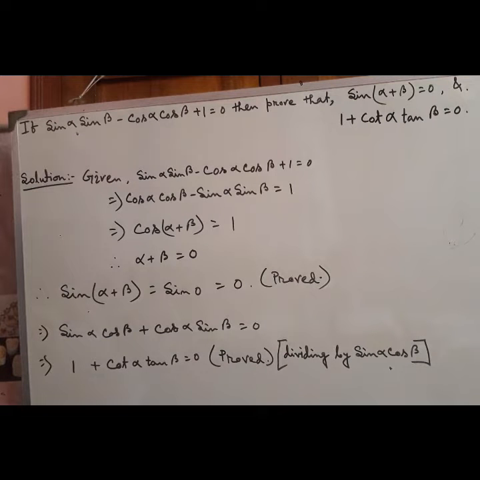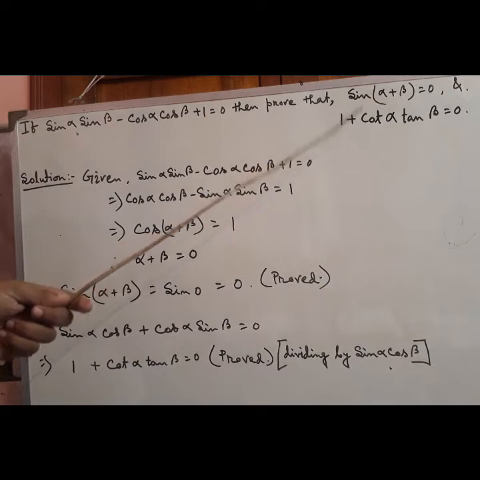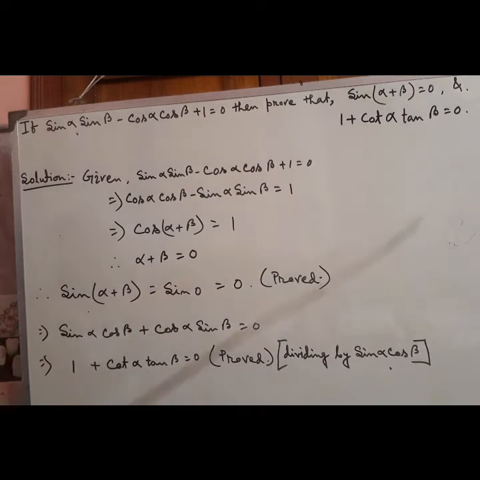A problem is given: sin alpha sin beta minus cos alpha cos beta plus 1 equal to 0. Then we have to prove that sin(alpha plus beta) is equal to 0 and 1 plus cot alpha tan beta is equal to 0. So sin alpha sin beta minus cos alpha cos beta plus 1 equal to 0. That implies, changing the side, cos alpha cos beta minus sin alpha sin beta is equal to 1. Cos alpha cos beta minus sin alpha sin beta, that is cos(alpha plus beta) is equal to 1, that is alpha plus beta is equal to 0.